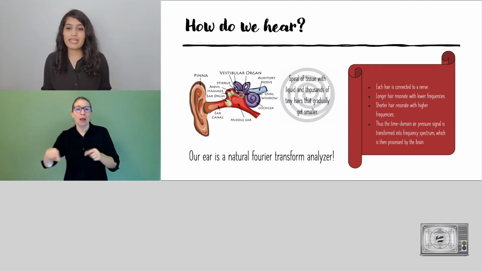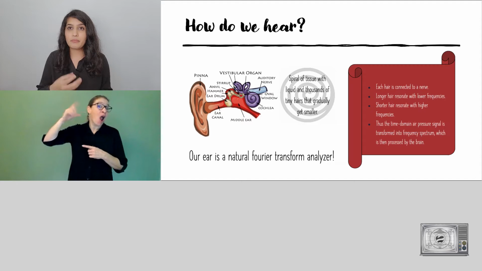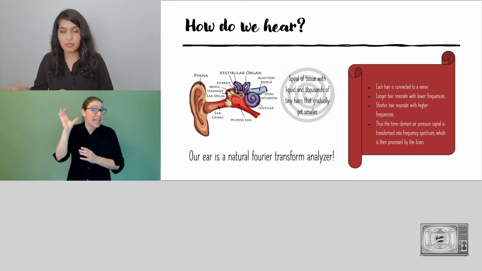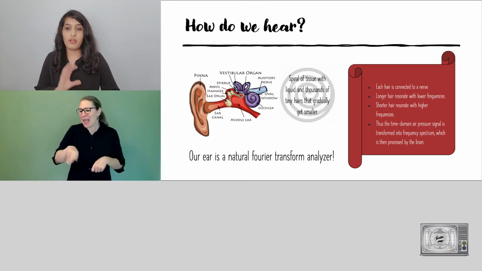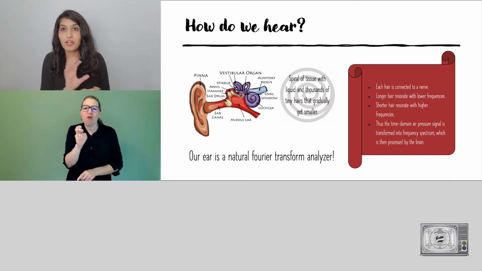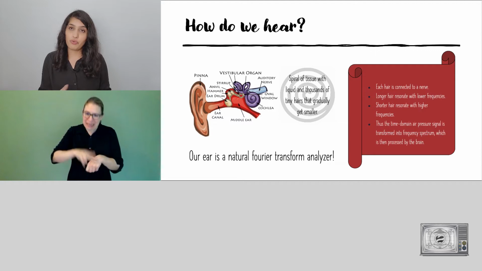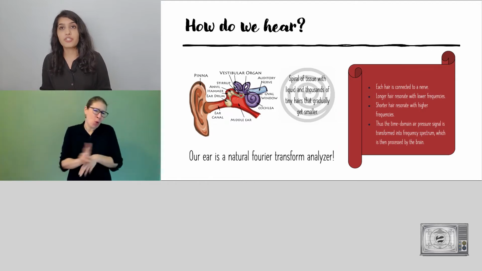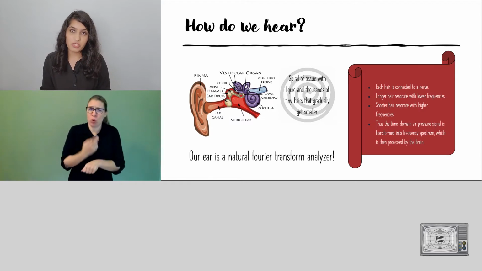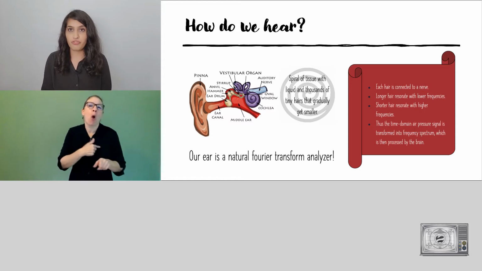So when the audio signal passes through the ear to the brain, it's almost like the ear is naturally Fourier transforming the signal. The ear is like a natural Fourier transform analyzer, and a lot of the features that we use to train machine learning models for audio actually take inspiration from how our ear works.